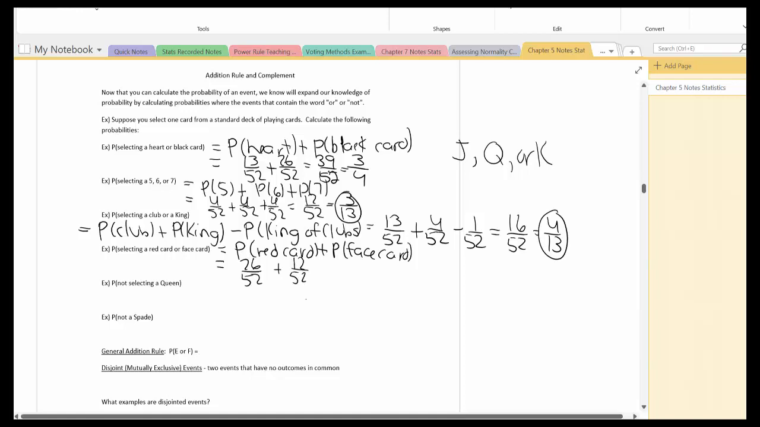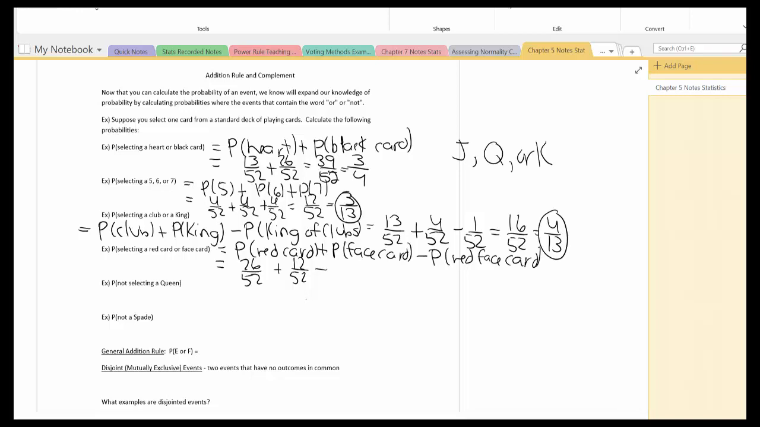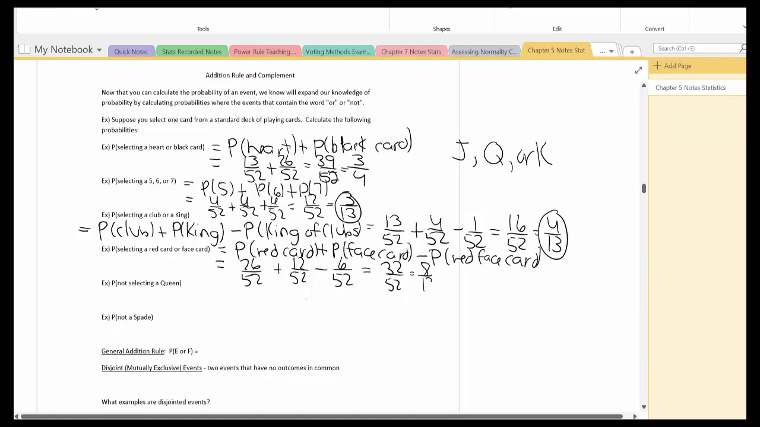Now, is it possible to be a face card that is red? And the answer to that is yes. I'm going to have to subtract this out. I'm going to write it as a red face card. Well, how many of those do we have? The jack of hearts and jack of diamonds, the queen of hearts and the queen of diamonds, and the king of hearts and the king of diamonds. So there's 6 out of 52 that's both a red card and a face card. So that's going to be 38 minus 6, that's 32 out of 52. And that simplifies to 8 over 13.